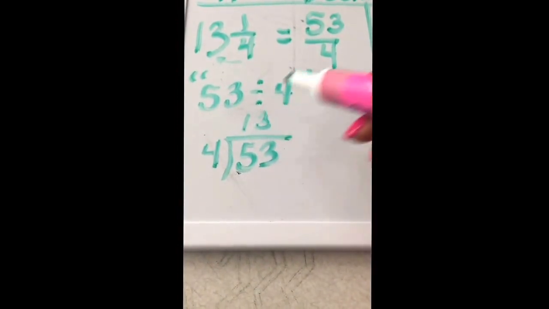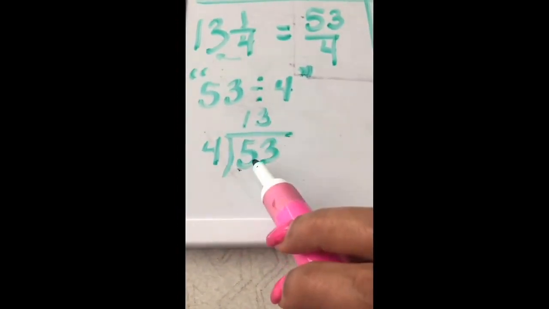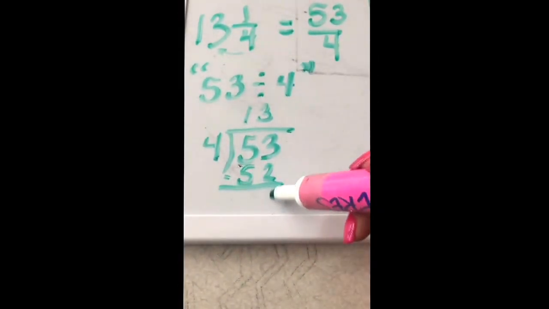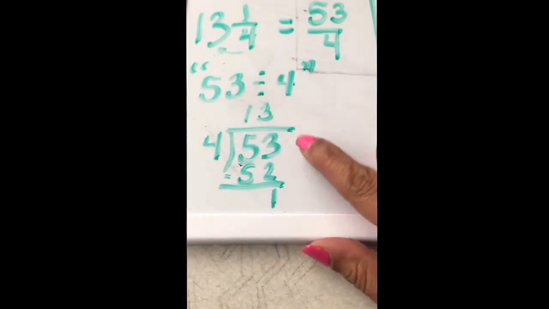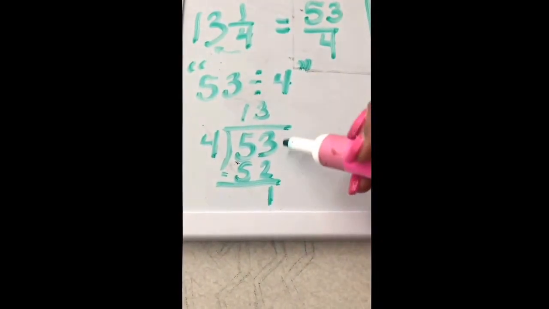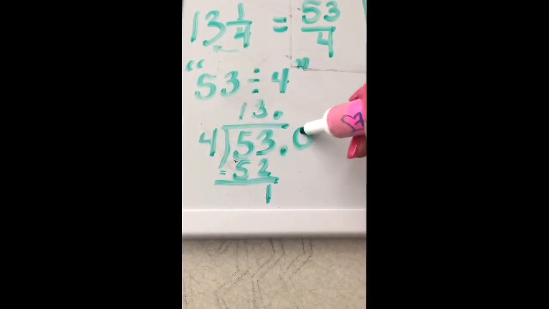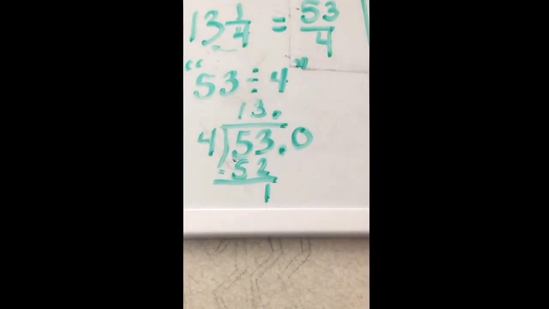In this case, I already know that 4 times 13 makes 52. My remainder is 1. Now this is where a lot of my kids didn't know what to do next. One thing I can do is put a decimal here after the 53, because it still becomes 53, but it also gives me a chance of adding a 0 so I can keep on dividing. That's something I want to do.